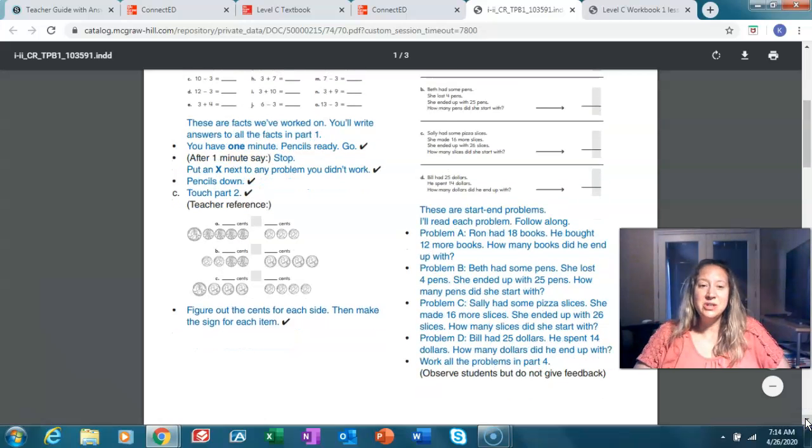Okay, now that you have finished part 1, go ahead and touch part 2. You're going to figure out the cents for each side, and then you make the sign in the middle that compares them. So remember your alligator sign for which side is bigger, okay? Go ahead and do A, B, and C. Pause the video and finish A, B, and C. And then press play.